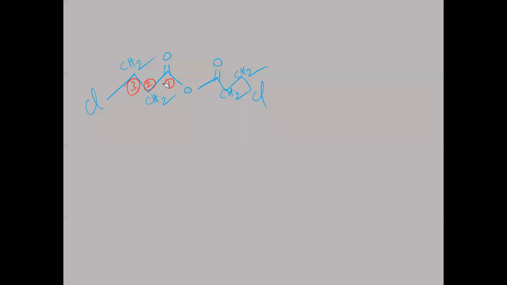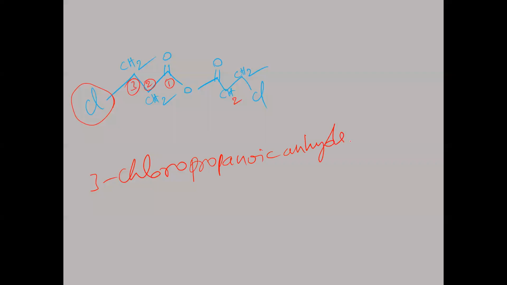1, 2, 3. Now 3 means what is the root word here? Prop. Okay. And whenever CO and Cl are present, it should be taken as what? Oic anhydride. Okay. Now the first carbon, second carbon, third carbon is getting chloro. 3-chloro we are getting here. So what could be the name now? 3-chloro propanoic anhydride.